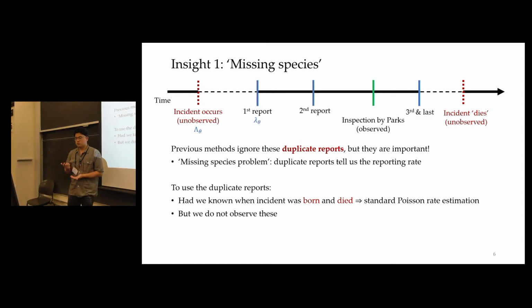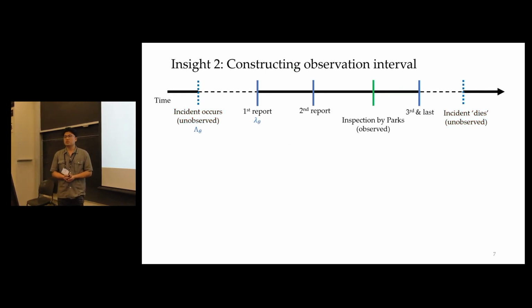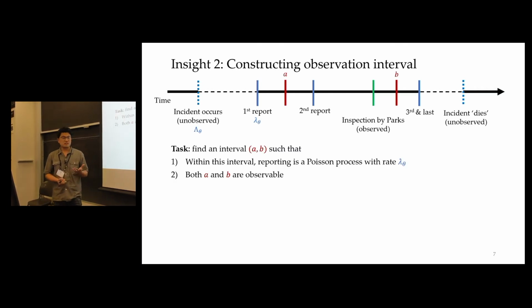But the problem is we do not observe these two times. So this prompts us to the second insight, which is how do we construct an appropriate observation interval such that we can do such estimation. Our task has two criteria. The first is that we want this interval to be such that the reporting process looks like a Poisson process with exactly the rate lambda theta. The second criterion is that we want both A and B, so the start and the end of this interval, to be observable so that we can work with it in our estimation.